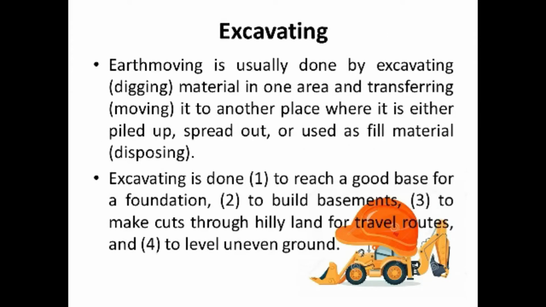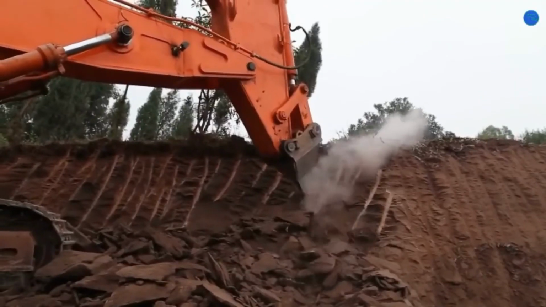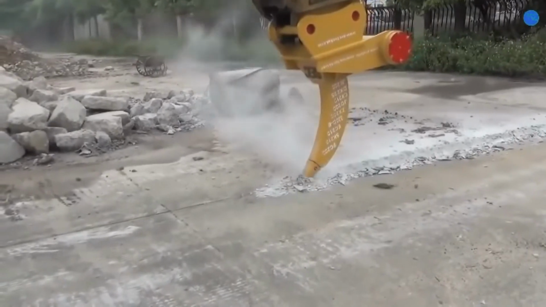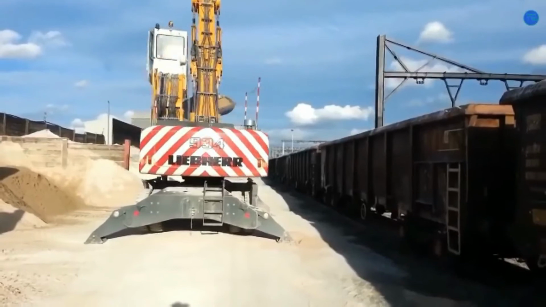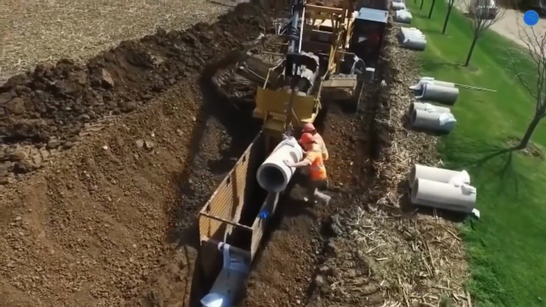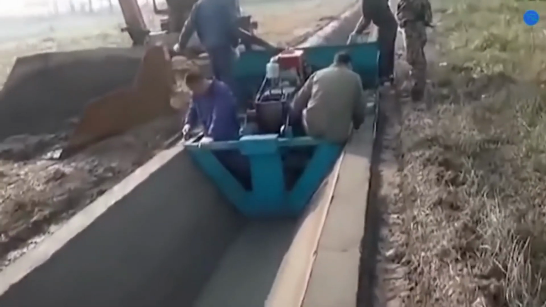Next, we have excavating. Earth moving is usually done by excavating or digging of material in one area, then transferring or moving it into another place where it is either piled up, spread out, or used as a fill material. Excavating is done first to reach a good base for the foundation, and second to build basements. Third is to make cuts to hilly land for travel routes, and to level and even ground.